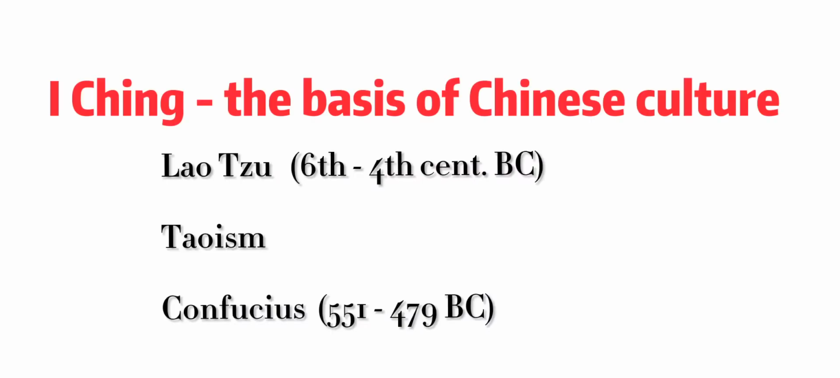I Ching became the basis of Chinese culture and influenced all Chinese philosophers. Like who? All Chinese philosophers inherited the spirit of I Ching, such as the most important one, Lao Tzu, who became the founder of Taoism, and Confucius. Who's the founder of Confucianism? Confucius. Yeah, he made Confucianism.